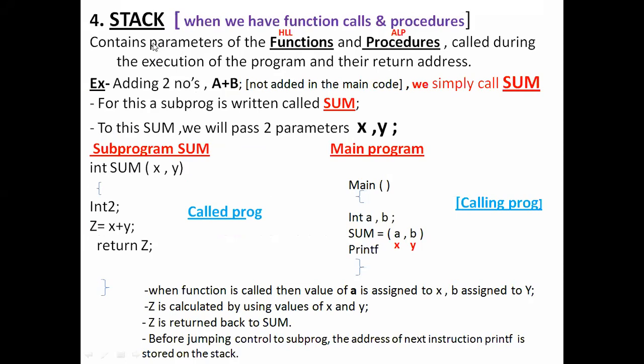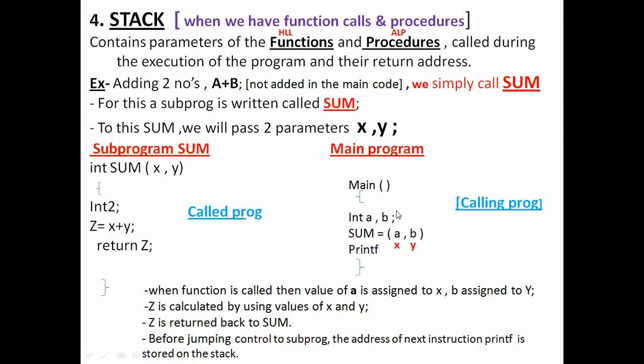The stack contains the parameters of the functions and procedures called during the execution of a process or program, and the return address as well. Like I said, the stack will come into the picture if the code involves function calls and procedure calls. To explain this, I've taken a simple example where I'm adding two numbers, where A and B are the two numbers to be added.